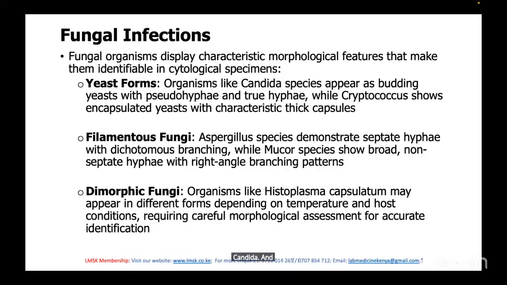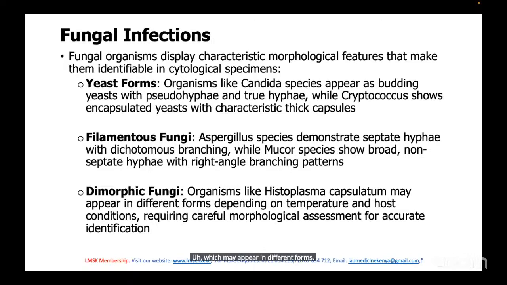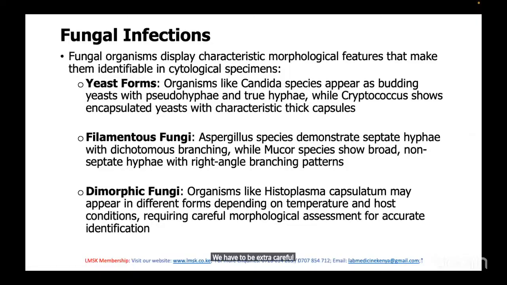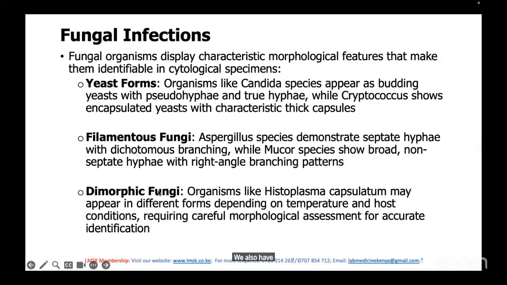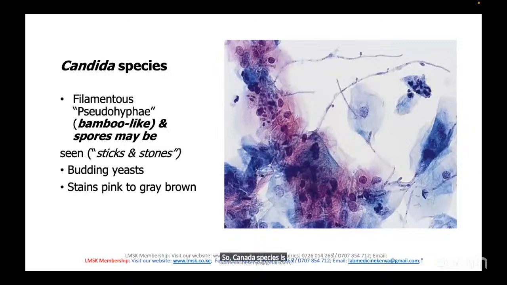And we also have dimorphic fungi, organisms like Histoplasma capsulatum, which may appear in different forms depending on temperature and host conditions, requiring careful morphological assessment for accurate identification. So when it comes to dimorphic fungi, we have to be extra careful for us to know that we are talking about Histoplasma capsulatum or something else. So when it comes to fungal infections, we also have other tests that we do to back up our cytological diagnosis.